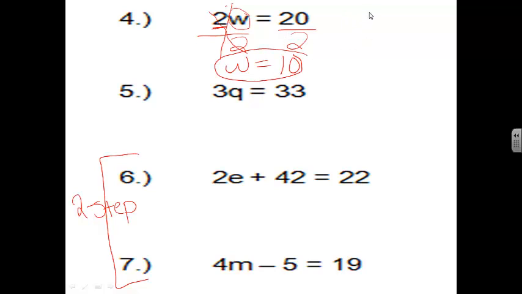Let's think about it in our head. Does 10 times 2, if we replace w, or 2 times 10, that's how it would look. Would that give you 20? Okay, so 10 equals w. Okay, very good. Again, you can probably do this in your head, but we got to do it algebraically.